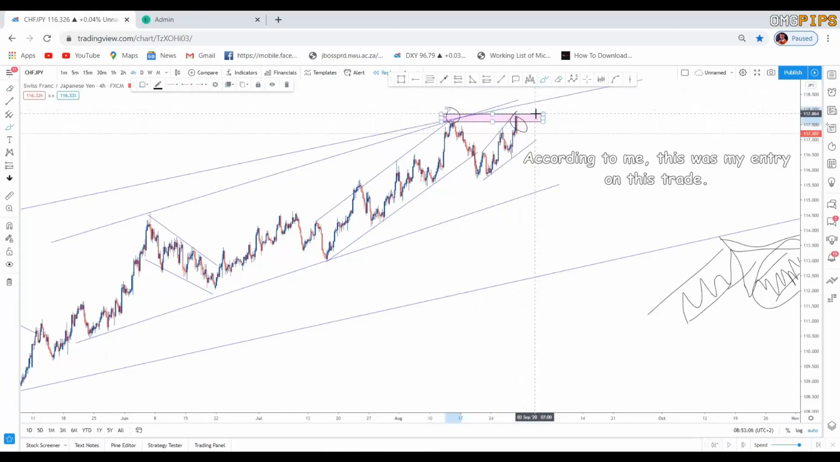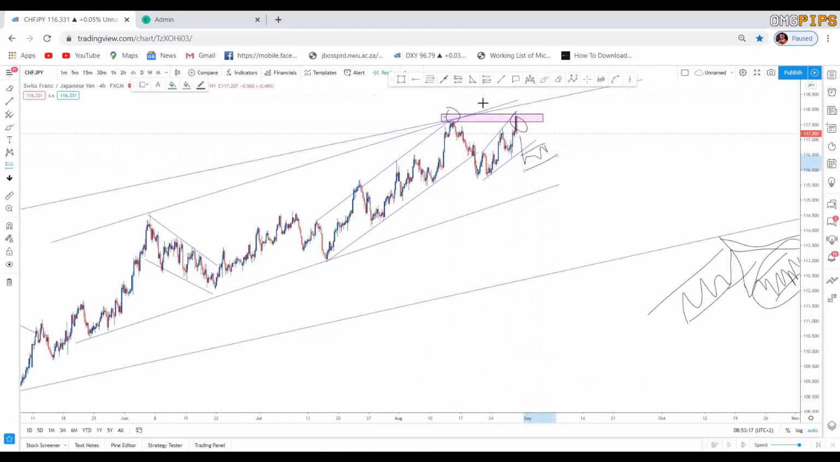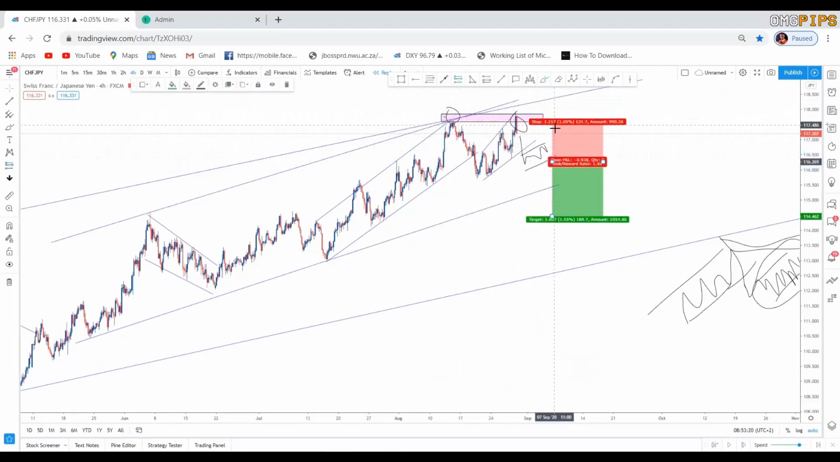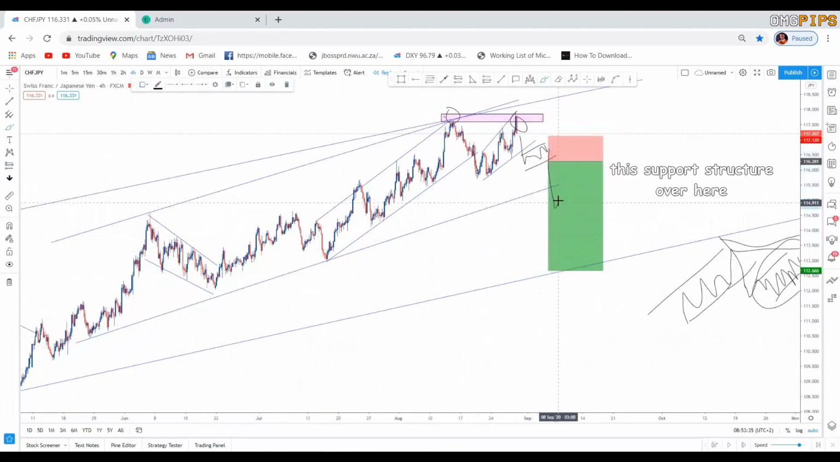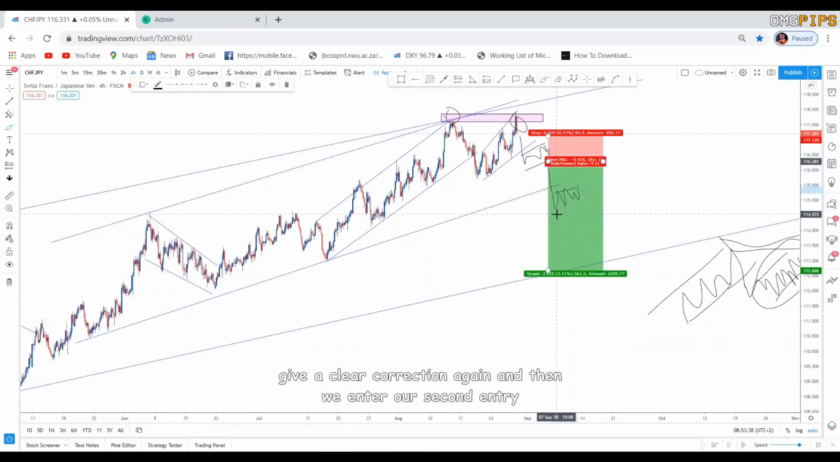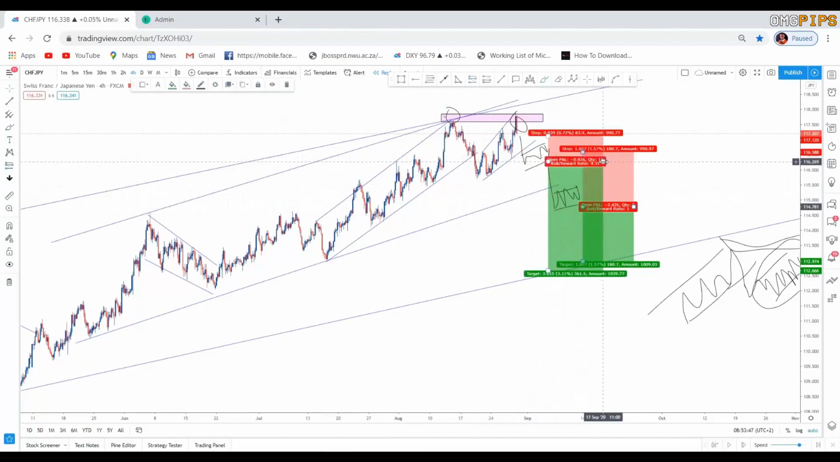So according to me, this was my entry on this trade. I said the market will need to push to the downside, give a clear correction over here, and that's when I'm gonna have my first entry over here, and then go with the down. After pushing towards the downside, I'm expecting it to break this low, this support structure over here, give a clear correction again, and then we enter our second entry over here. This was our first entry, this will be our second entry.